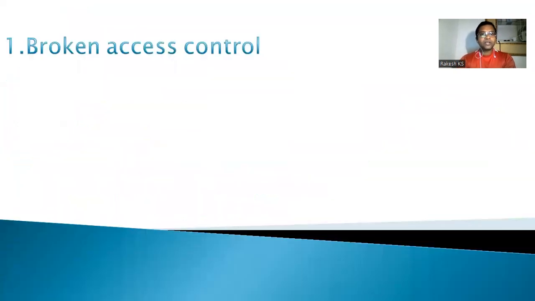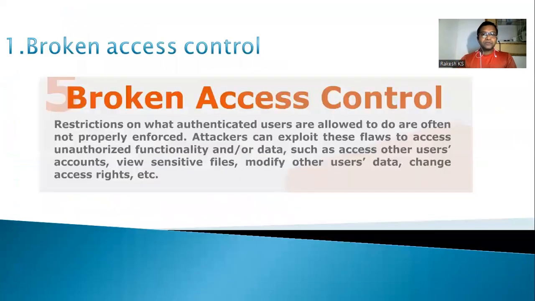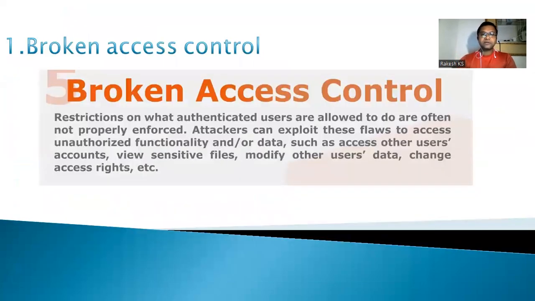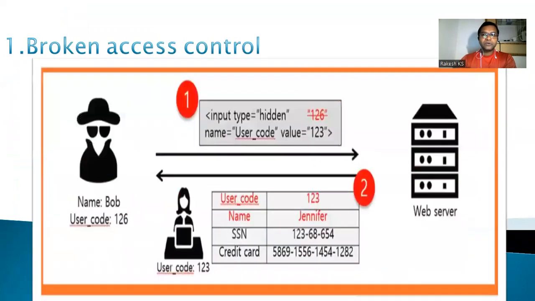The first one is broken access control. Broken access control is when you give some authorization to the user from the server side. You should give only a particular kind of access, so you don't give the entire access control. When you give the entire access control, it will be utilized by the hacker.